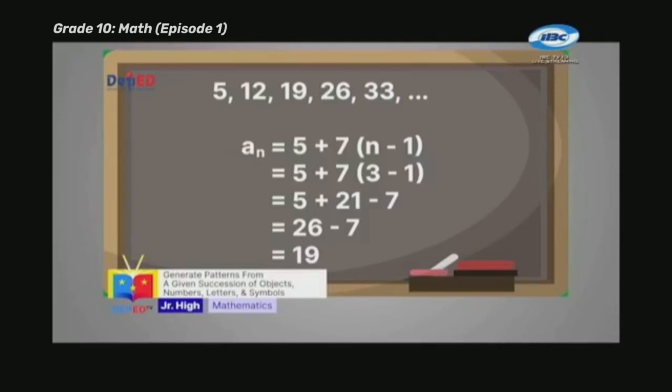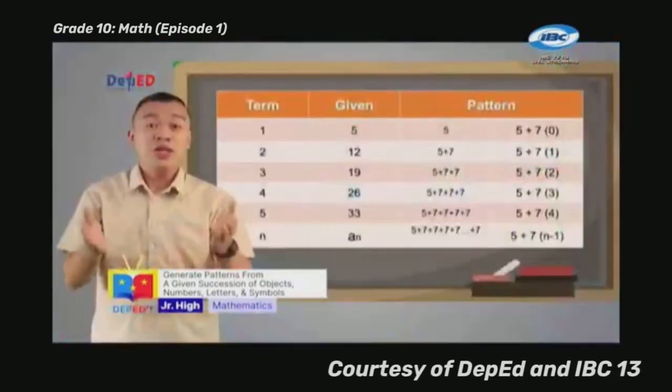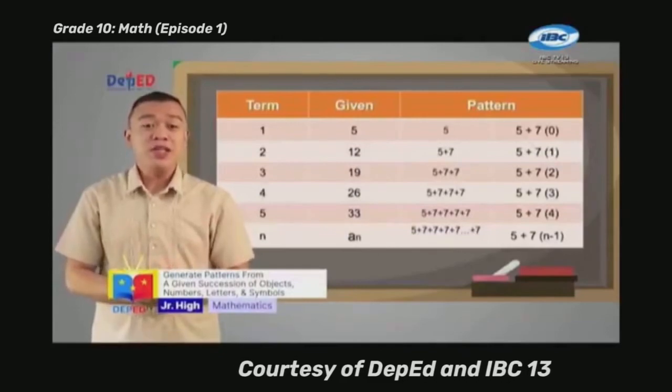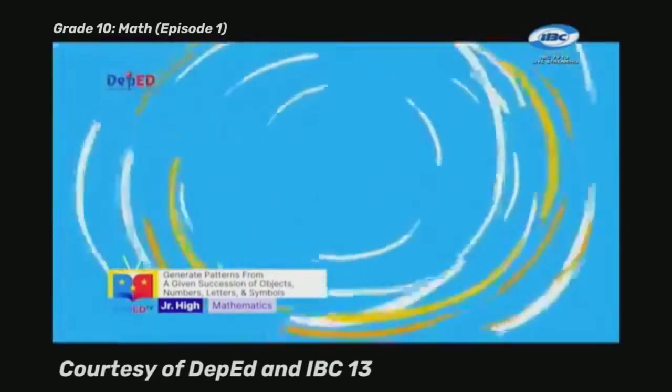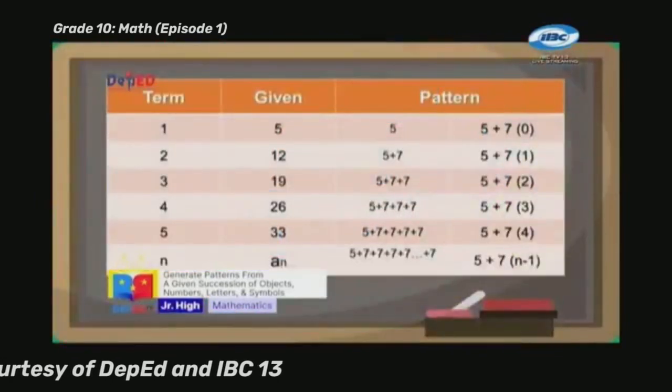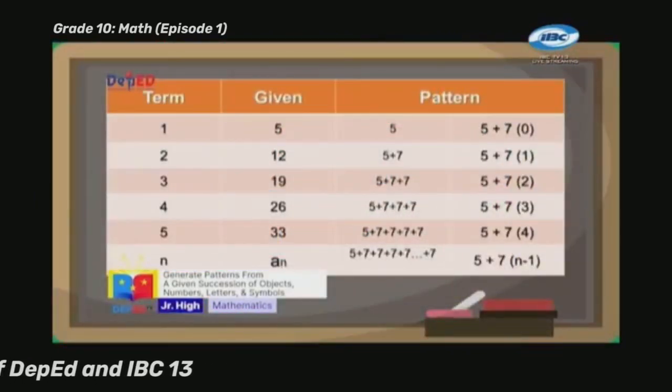What can you notice about this sequence? That is right. Each term is 7 more than the previous term. We can search the pattern using the tabular form like this one. In the pattern, the number of times that 7 is added to 5 is 1 less than the nth term, or quantity n minus 1.